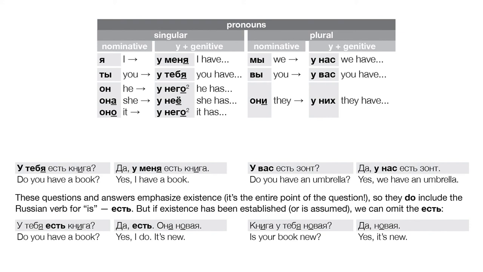at us, у нас, at you, вы, the вы form of you, could be polite, singular, or simply you plural, у вас, and at them, у них.